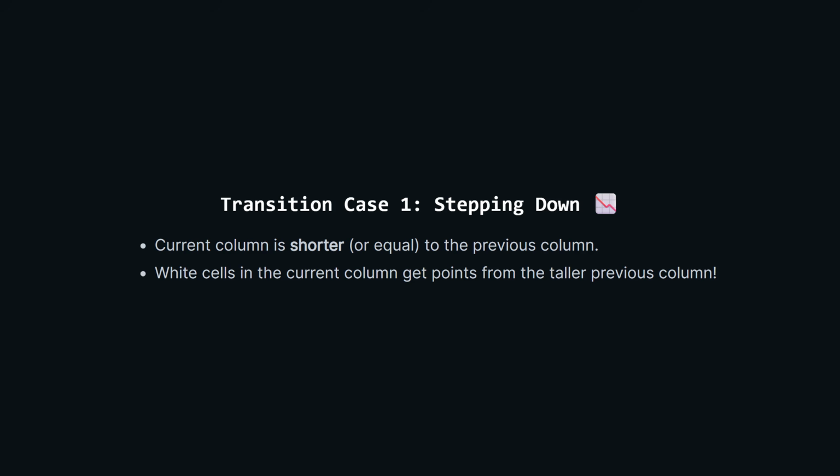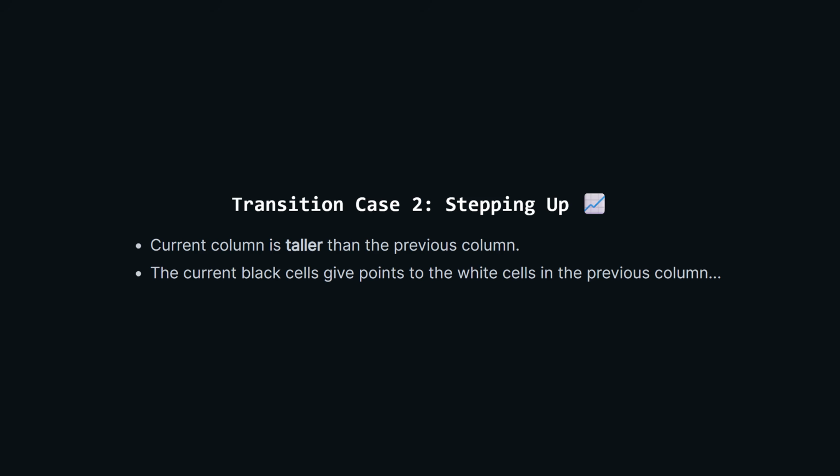Now let's think about how the score changes. If our current column's black bar is shorter than the one before it, the white cells underneath it are going to get points because they are sitting next to that taller black bar from the previous column. But what if our current column is taller? In that case, the extra black cells we just added are going to give points to the white cells that were left behind in the previous column.